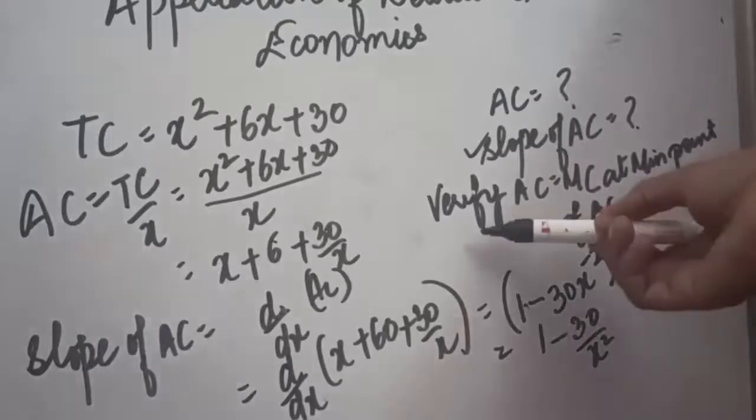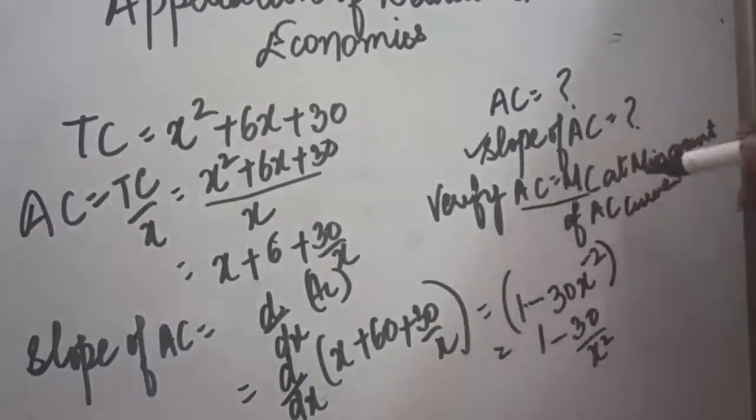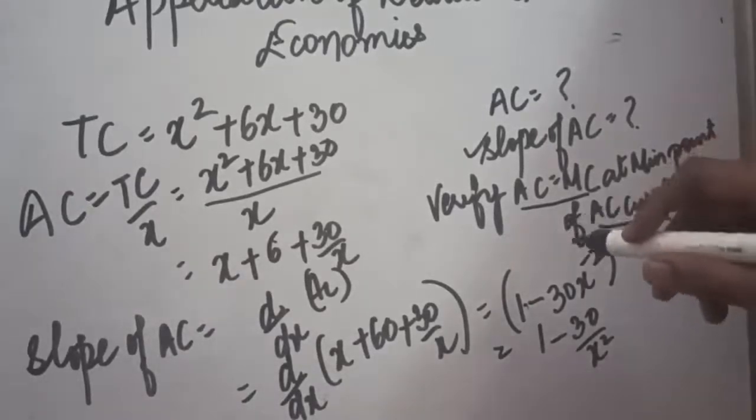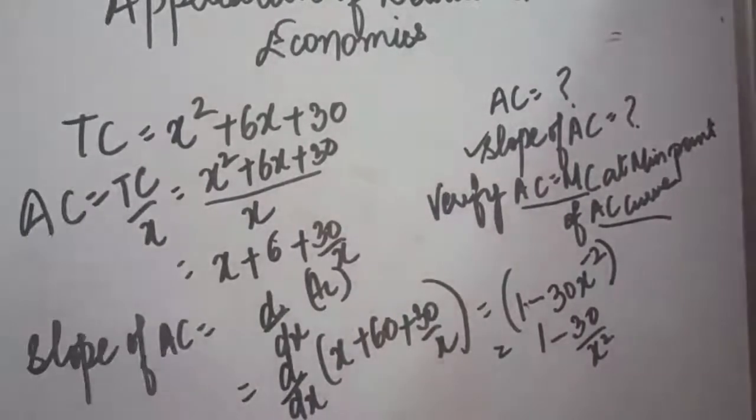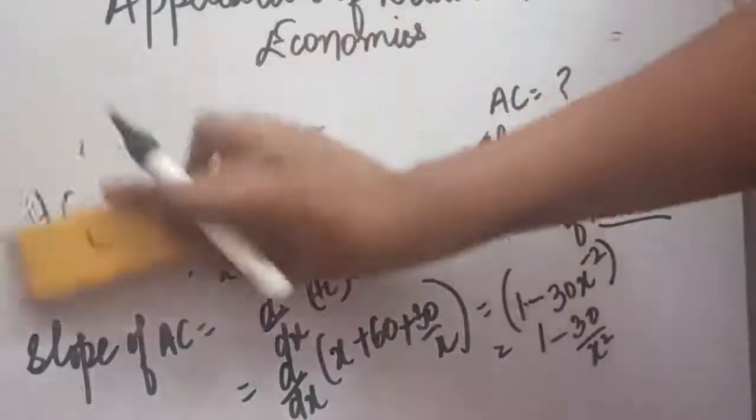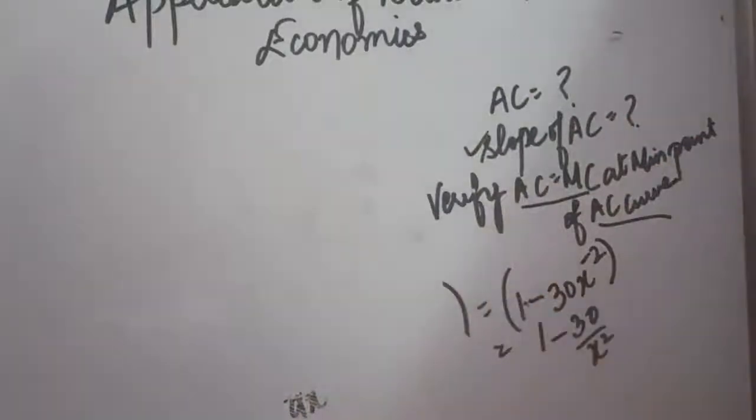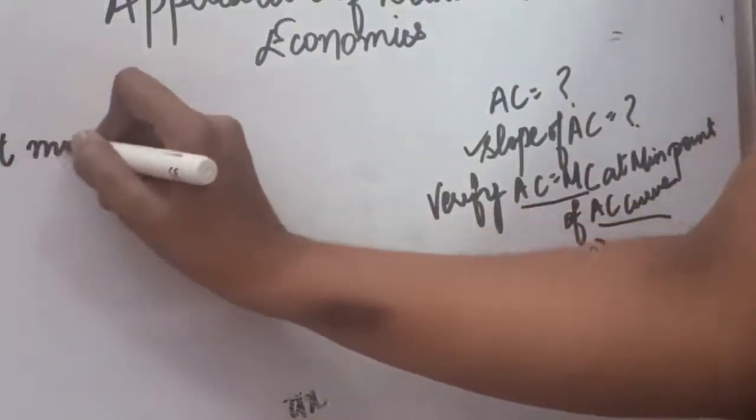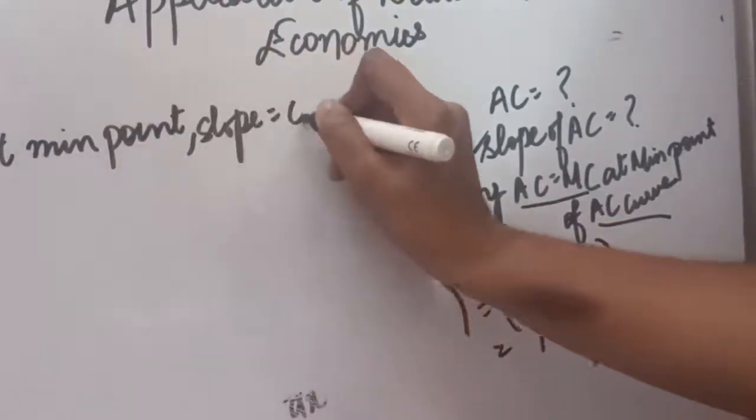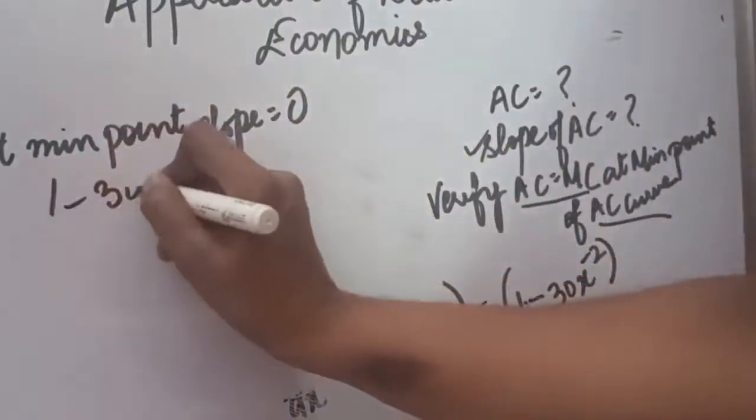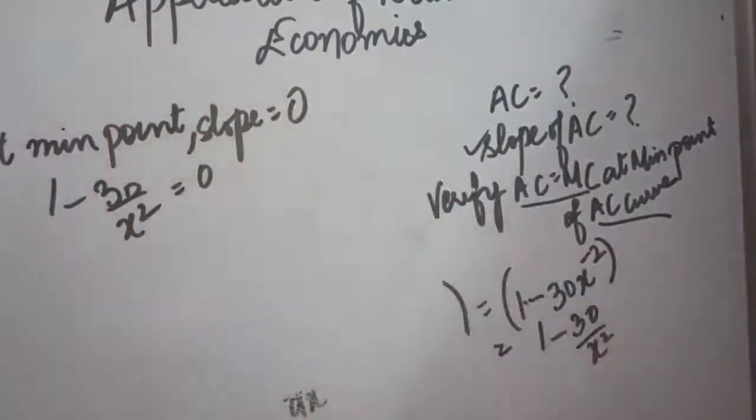The third thing asked in the question is to verify that AC is equal to MC at the minimum point of the AC curve. So let us prove that. At the minimum point the slope of AC is 0, because once we have reached the minimum point, there will be no slope. So we write that at the minimum point of the AC curve, the value of slope will be equal to 0. The slope we have calculated is 1 minus 30 upon x square, which will be 0.